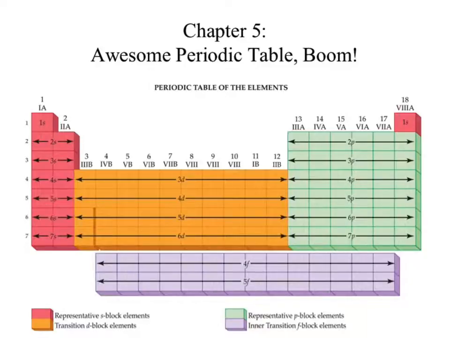Francium, bottom left, or hydrogen? Francium, what happens to size? Increases down. Bigger. What happens left to right? It gets smaller left to right.